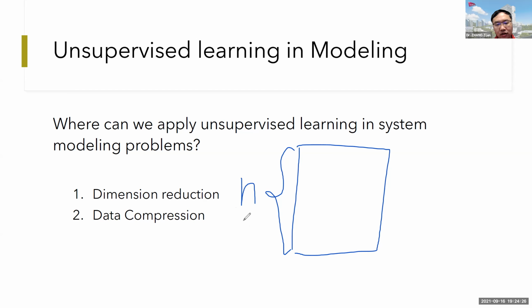For example, I just want to have 10,000 data points. Say, we want to compress n to 10,000. Then what can we do?